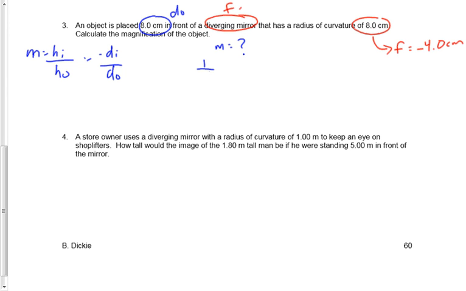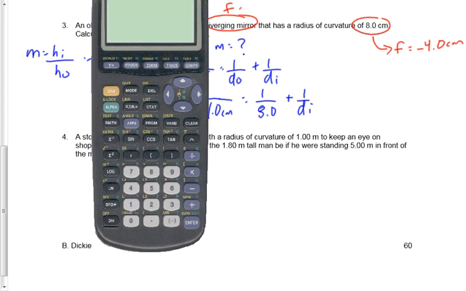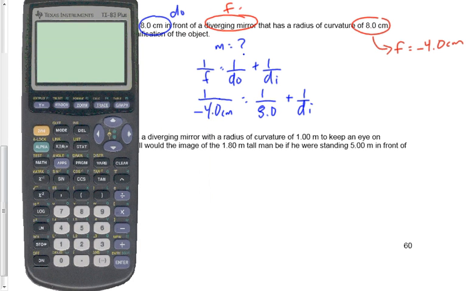So let's say 1 over F is equal to 1 over DO plus 1 over DI. 1 over negative 4. And of course, if you make that a positive 4, everything's all wrong. Everything is off completely. A small difference in a sign here makes all the difference in the world for these questions. 1 over 8.0 plus 1 over DI. Now, we could rearrange this using common denominators there.